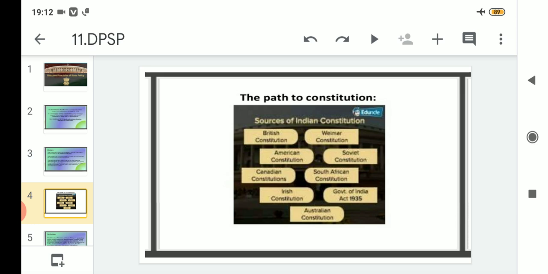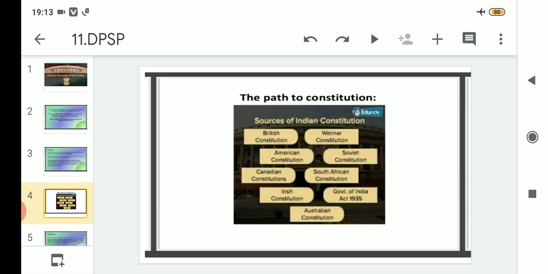Some good things have been borrowed from the British constitution, from Weimar also, from the American constitution also, like the Bill of Rights, then from the Soviet constitution, the Canadian constitution, the South African constitution, and here you can see the Irish constitution. From the Irish constitution we borrowed the idea of including directive principles of state policy in our own country.